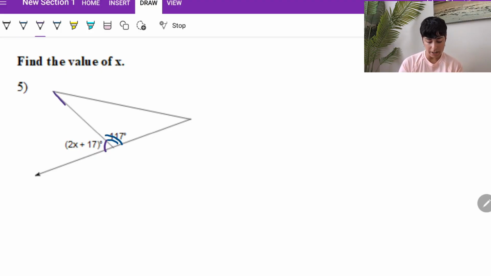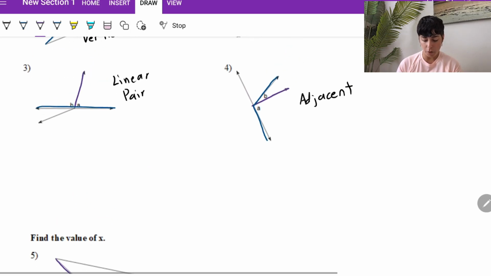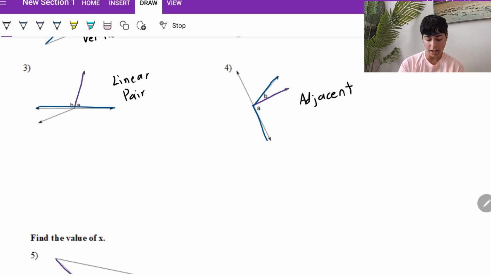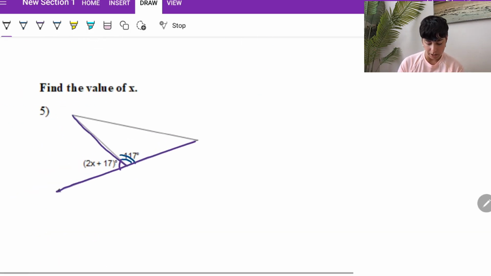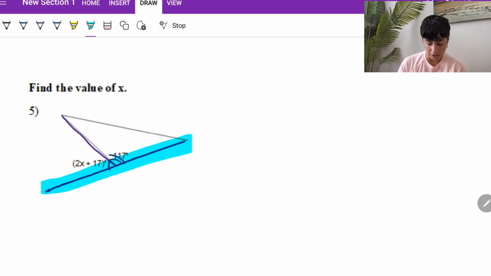Now right away, I can see they are adjacent, right? The two angles are touching each other, but they're also on the same line. And they make up the entire line. Unlike, for example, number four, where we didn't really go all the way. So we can't count that as the full line. But here, we went through the entire line. There's no other angle being made. So this tells me that these guys form a linear pair.